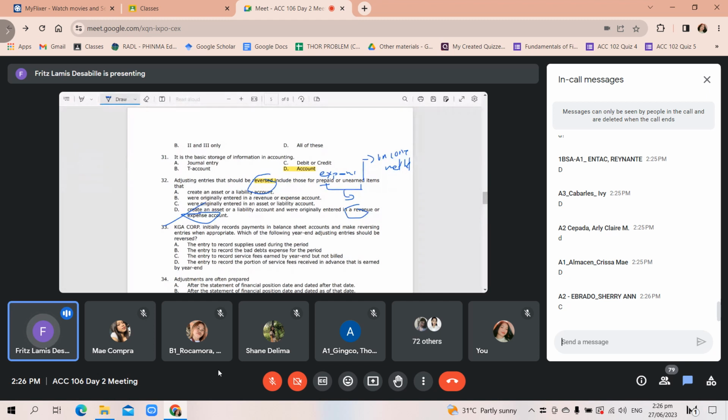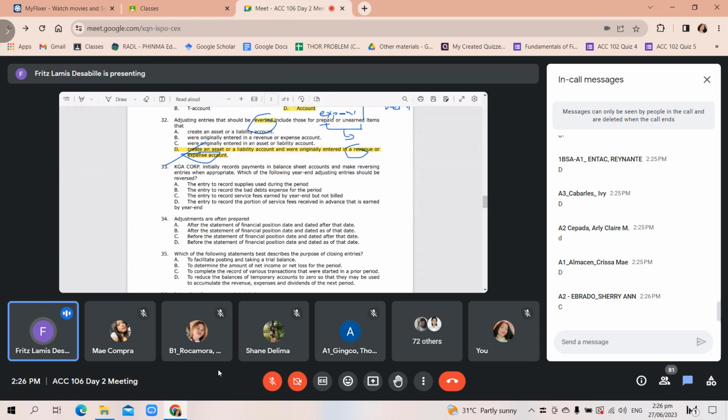Ang pares ana nila accrued income and accrued expenses. So again, ang upat nga gina-reverse, accrued income, accrued expense, prepaid expenses under the expense method, unearned revenue under the revenue or income method. So, 4 items. 32 letter D.